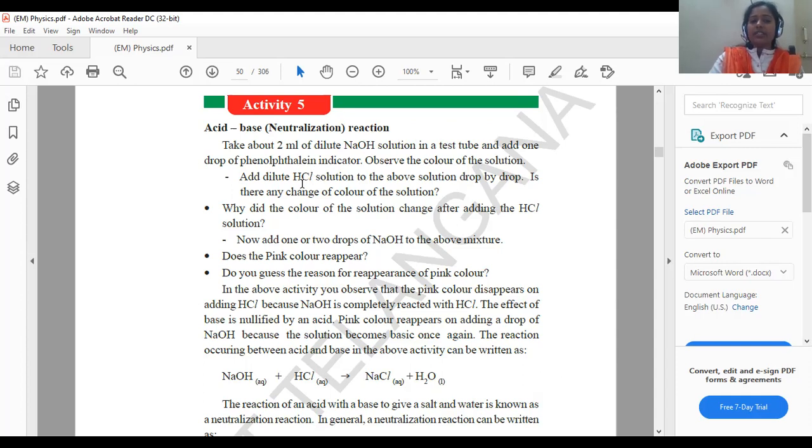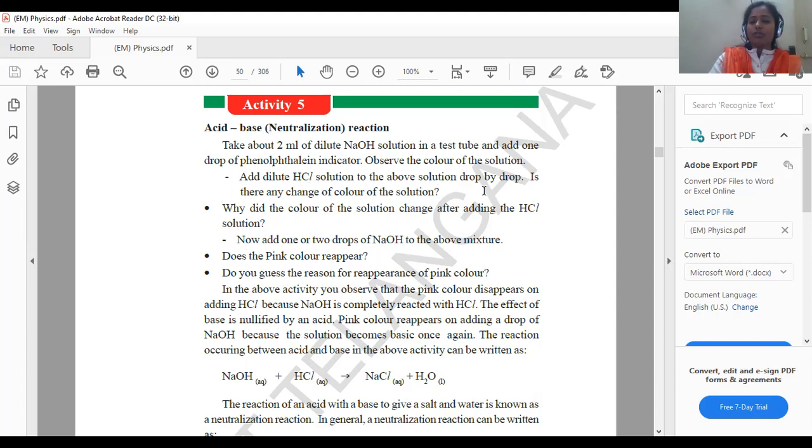Now it is treated with dilute hydrochloric acid drop by drop. From another test tube, you are adding hydrochloric acid. Wherever that color disappears, it becomes a colorless solution. You can say that 2 reactants got mixed and neutralization reaction was possible. So initially in the first test tube, we take 2 ml of dilute sodium hydroxide solution and add phenolphthalein indicator. Pink color solution will appear. Now it is treated with dilute hydrochloric acid.